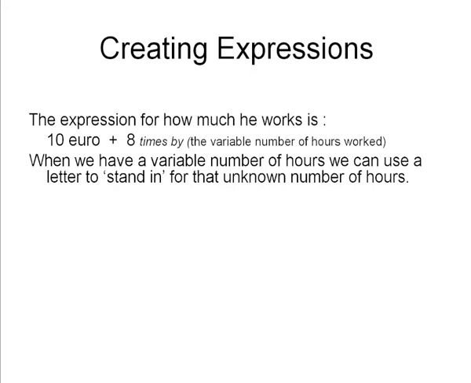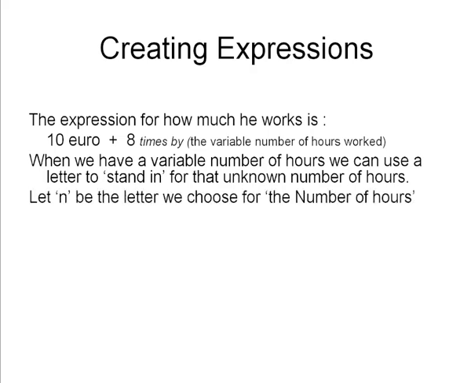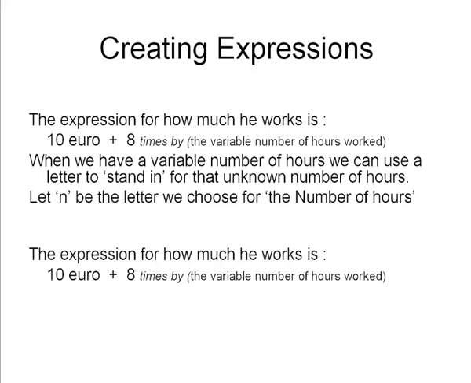Algebra is all about using letters to stand in for unknown or variable amounts. So in this question, we're going to let n be the letter we choose for the number of hours. We can choose whatever letter we like, and we're choosing the letter n for the number of hours because it's the first letter in the word number. So the expression for how much he makes in English was 10 plus 8 times by some variable. So that's 8 times by our variable, which we're going to use the letter n for. So in shorthand, that's 10 plus 8n, which means 10 plus 8 times by whatever value n happens to be.